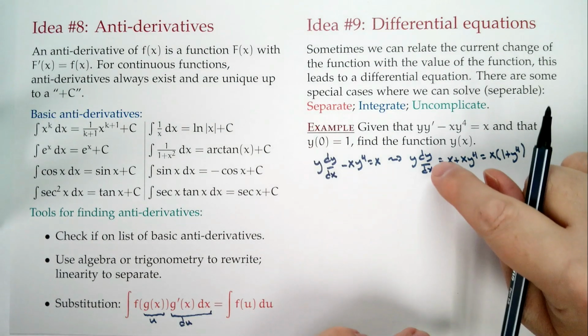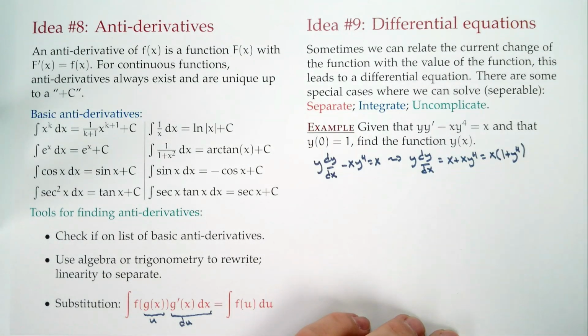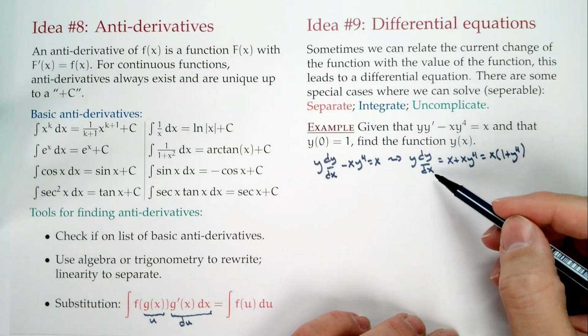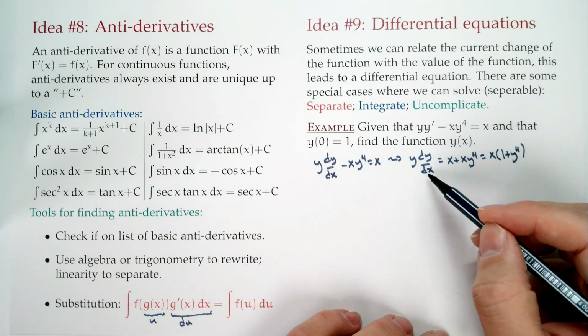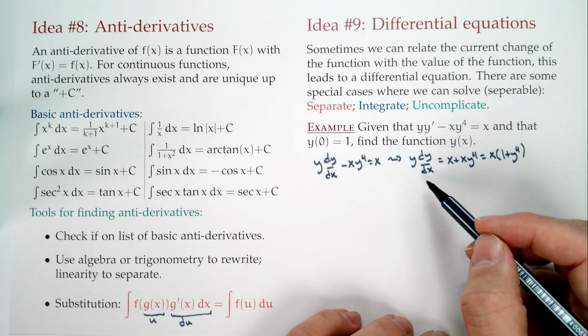And here's the cheat. You see this dy dx? dy dx represents a single thing. It is not a dy over a dx. But let's pretend it were. So now I'm going to think of dy as somehow being separate from dx. And if I do that, I'm going to say, okay, I'm going to move this dx over to there, and this 1 plus y to the fourth over to there.